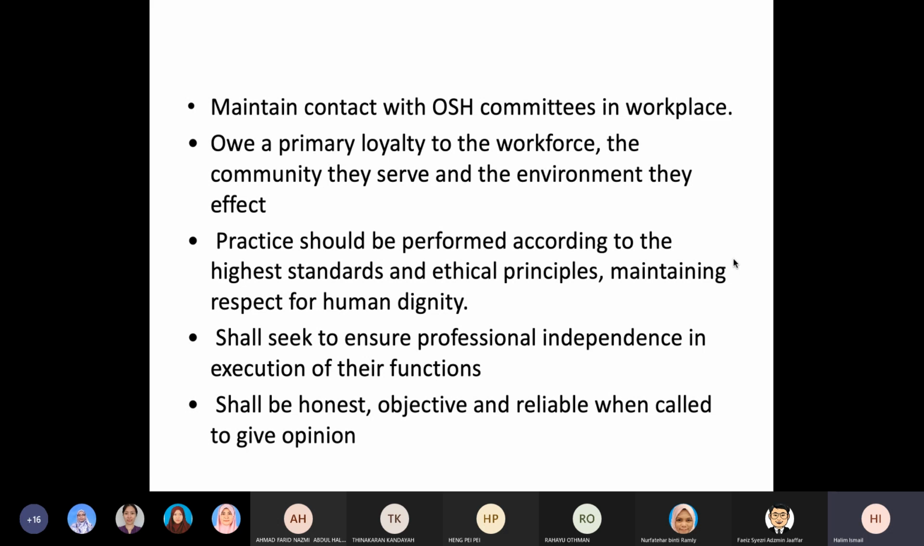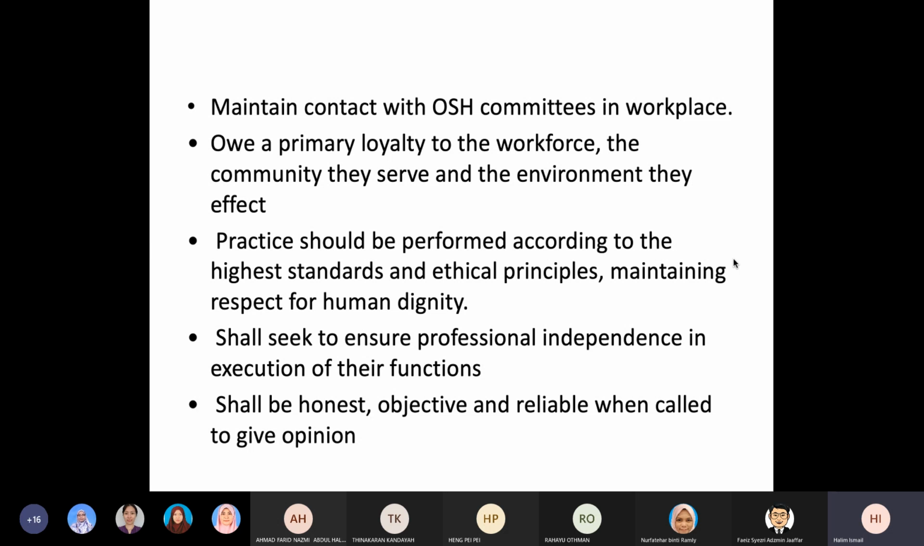Maintain contact with OSH committees in the workplace. Occupational safety and health committees in the workplace. Basically, in Malaysia, under OSHA regulation, each workplace with more than 40 employees needs to have a safety and health unit, right? As an OHD practitioner, you need to work together with the Occupational Safety and Health Committee. Okay? Have a primary loyalty to the workforce, the community they serve, and the environment that is going to be affected.